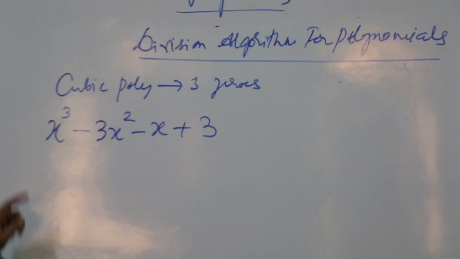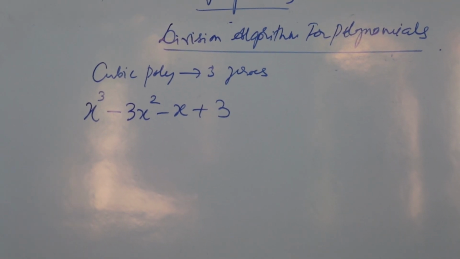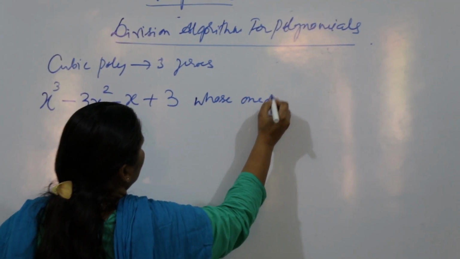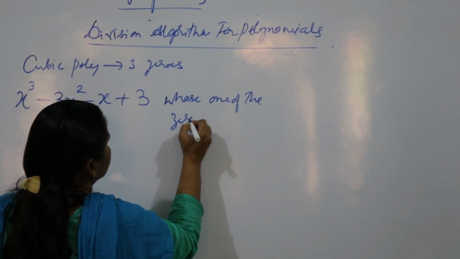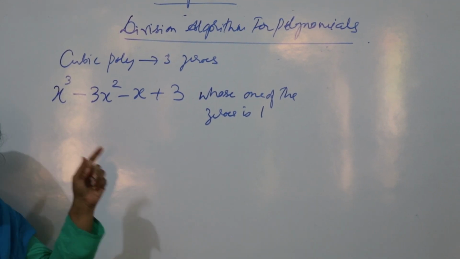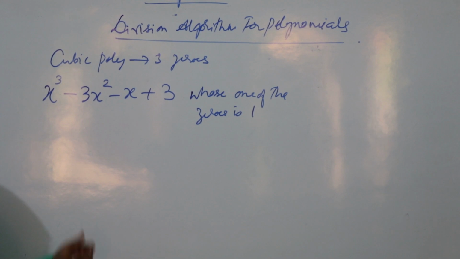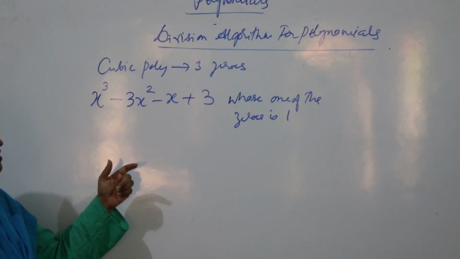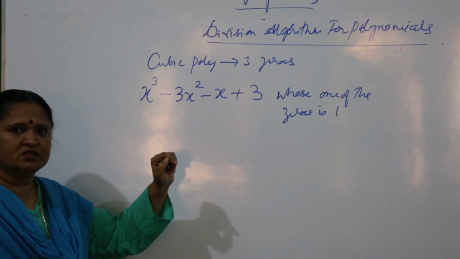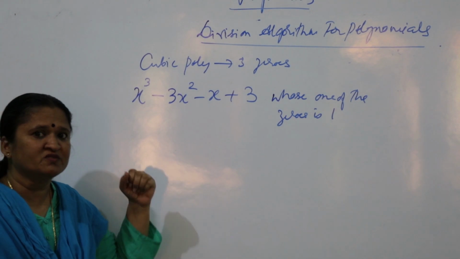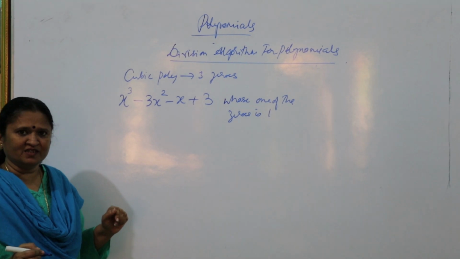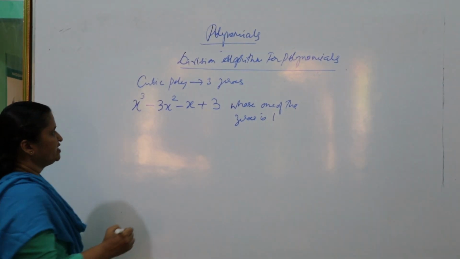Now we are given this cubic polynomial, one of whose zeros is 1. We understand how we can find the rest. That means how many more zeros do we have to find? We know it has at most 3 zeros. We have been given 1 zero, which means we have to find 2 more zeros of this cubic polynomial.